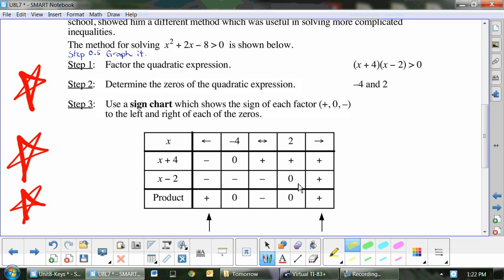Okay, so first we need to factor it, and then determine the zeros. And what's another word for zeros? X-intercepts. Awesome. There's another word for it still. What's the other one? Roots. Roots. Awesome.